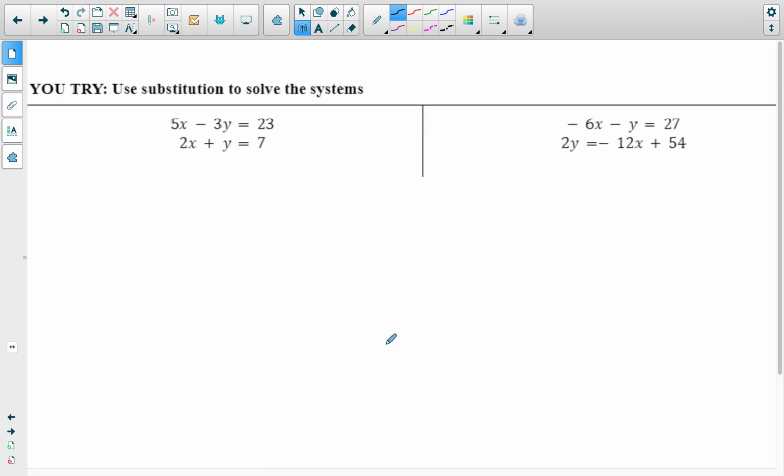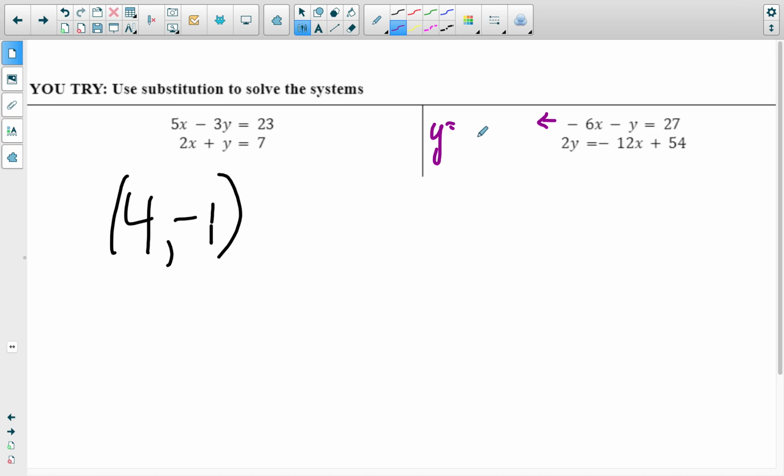Pause the video, try these two. Okay, hopefully for this first one you got that their intersection was at 4, negative 1. And then I'm going to solve out this second one so that you can see what it looks like. Okay, so to use substitution, neither of these has y by itself. So I'm going to move around this top equation to get y by itself.